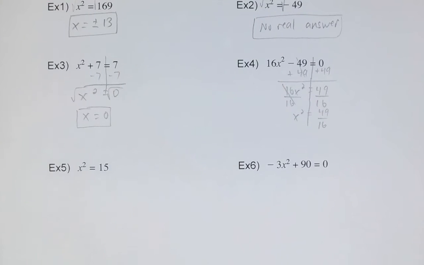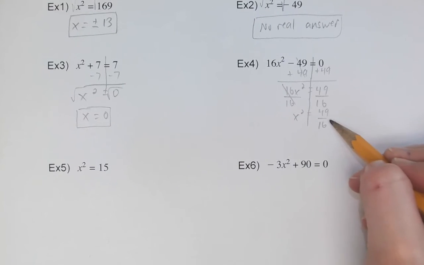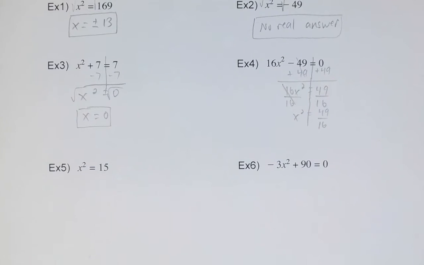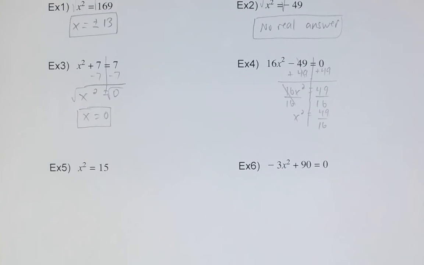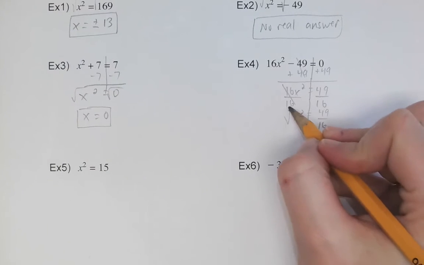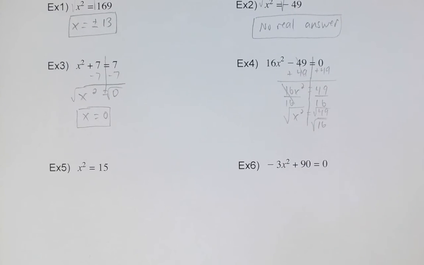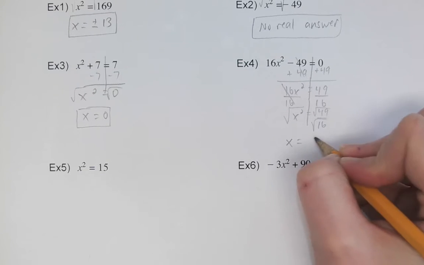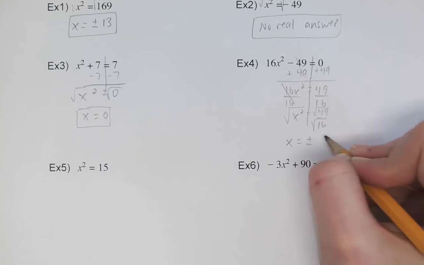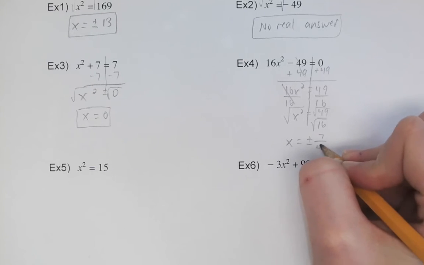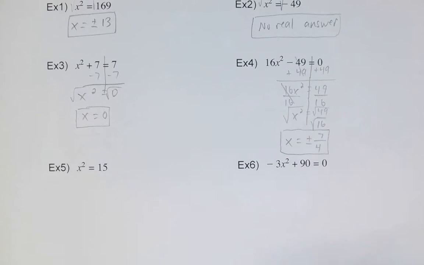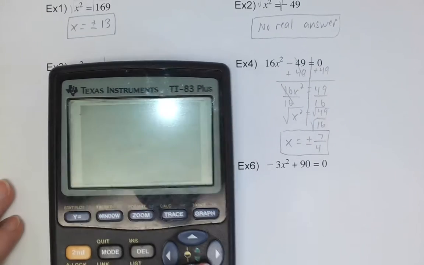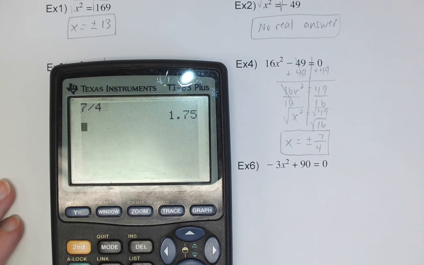Okay, now I'm going to pause here because I'm not going to divide those. I look at that and I can see that those are both perfect squares. 49 is a perfect square and 16 is a perfect square. So when I take the square root of these, I can just take the square root of both of those pieces. So this is going to become x equals positive and negative. Square root of 49 is 7. Square root of 16 is 4. So positive and negative 7/4. And if you need a decimal approximation for that, 7 divided by 4, 1 3/4, or 1.75.